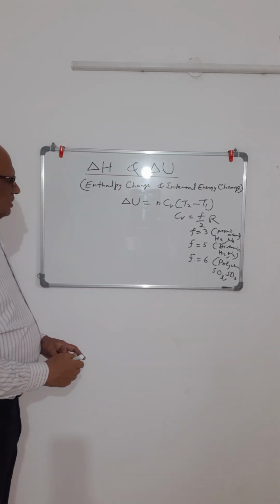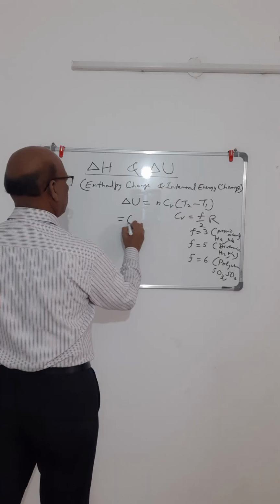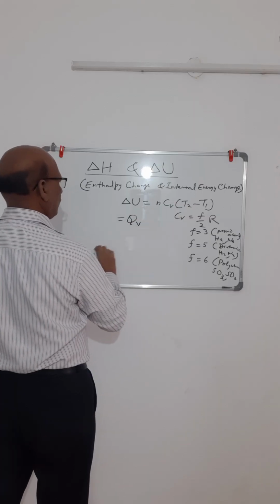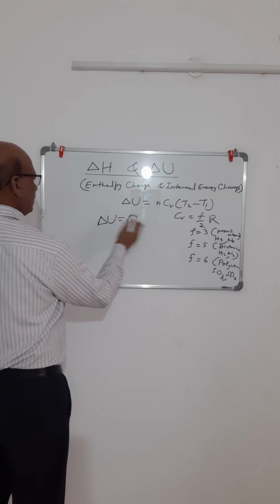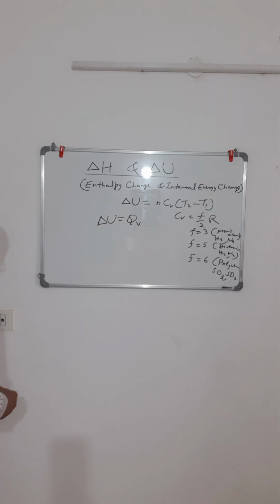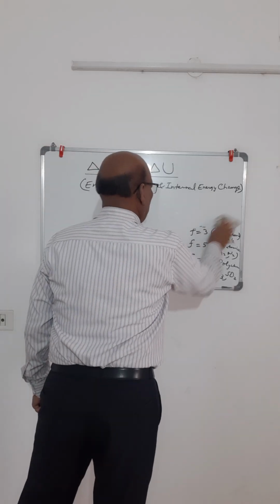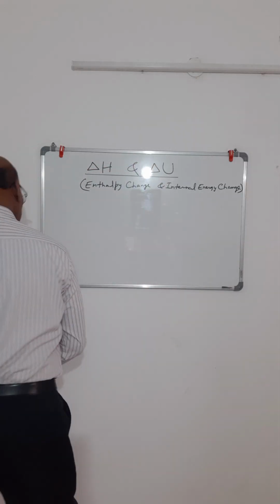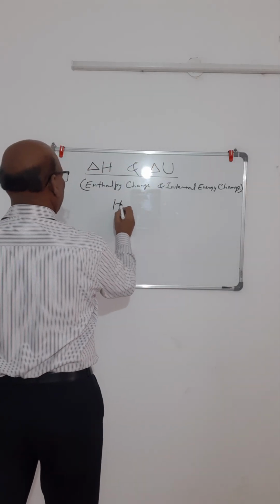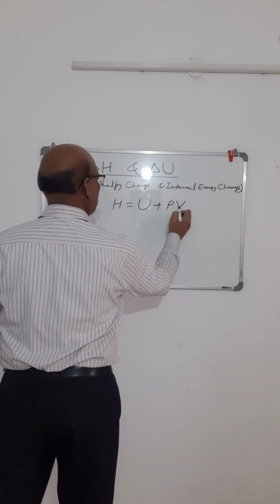So this is all about delta U, and this can also be written as heat exchange at constant volume. Delta U is nothing but heat exchange at constant volume, and it can be written as nCV (T2 minus T1). Now we take change in enthalpy.